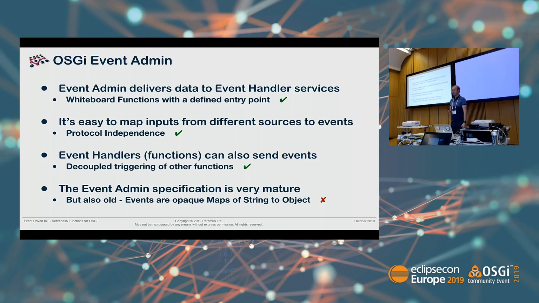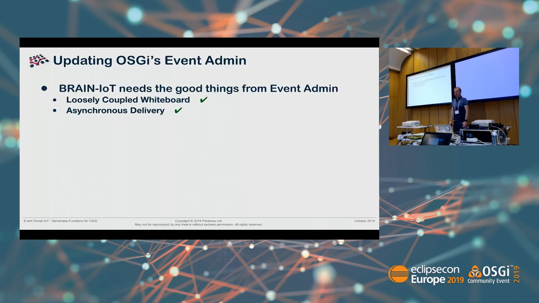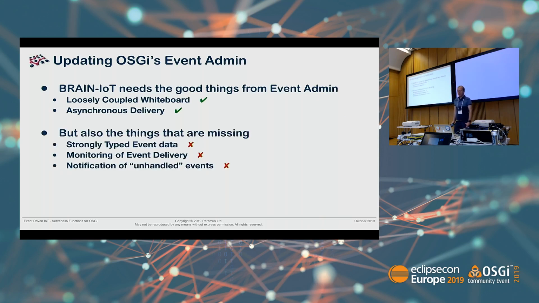What we want is something that is type safe, so I can access a field that the compiler will tell me if I screw up, and that field will have a type that I don't need to worry about the object not being that type. So we need the good things from event admin. BRAIN-IoT needs something that does that. But we also need some things that are missing. So we need events that are strongly typed. It is 2019. I am done with maps.